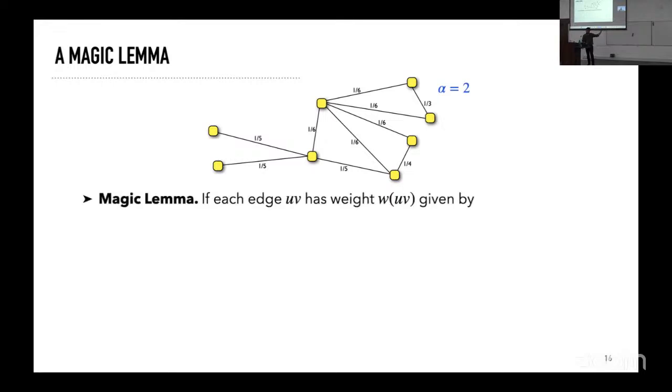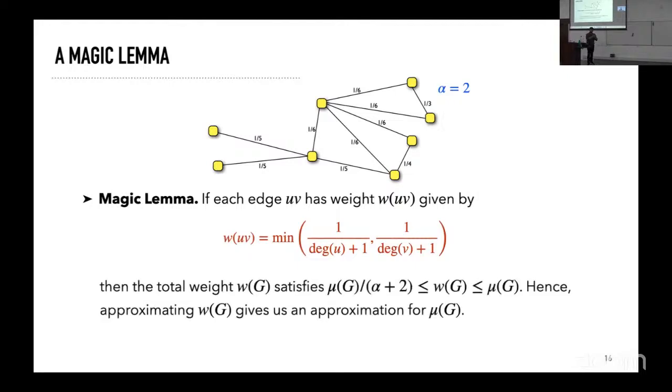The magic lemma just says, if each edge of a graph has a weight given roughly by this quantity, the minimum of the inverse degrees of its two endpoints, then the total weight, the sum of the weights of all the edges of this graph, is a good alpha plus 2 approximation of the maximum matching size.